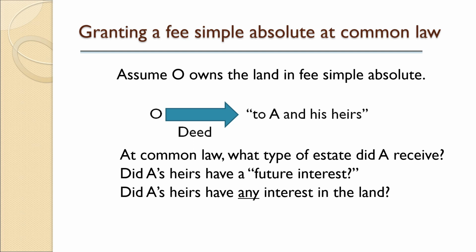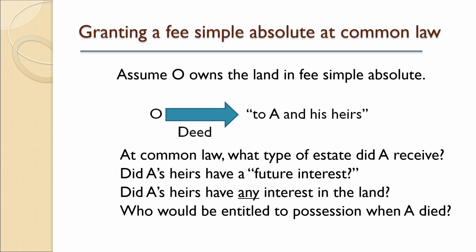What about A's heirs having any other interest in the land? No, they had no interest whatsoever. So who would be entitled to possession of the land when A died? Well, that depends on the circumstances of A's death, and we'll look at that on the next slide.